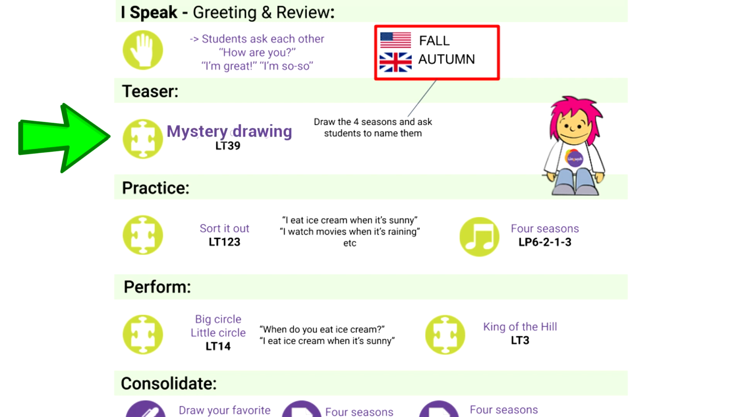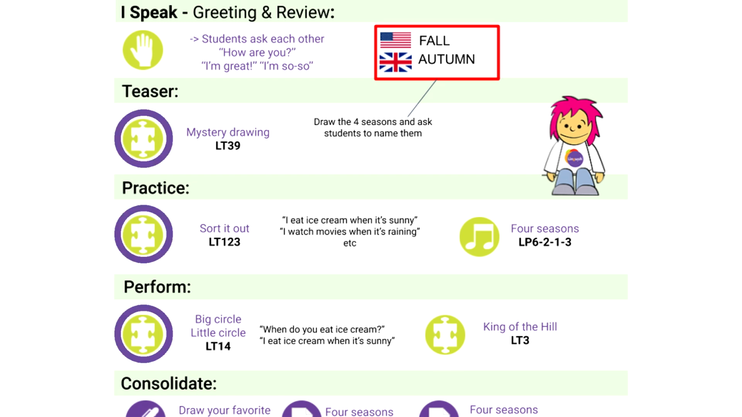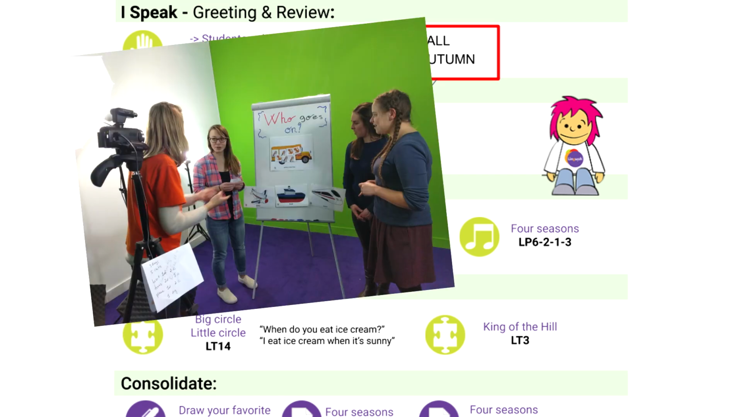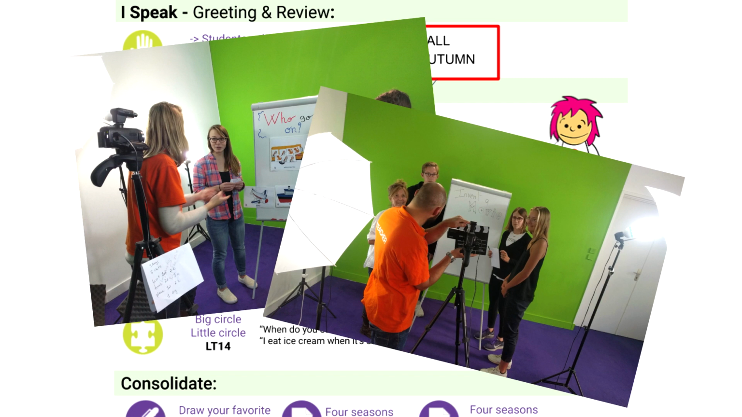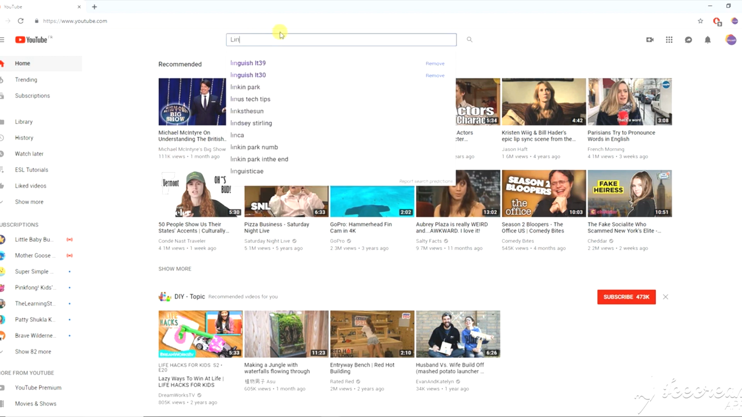Well, how do I do this activity? If you look under the activity name, you'll see a code that says LT39. This means Linguish tutorial number 39. For all the activities we use, we decided to shoot video tutorials to explain the ins and outs of how to lead an activity better than by writing it down. So let's head to YouTube and type Linguish LT39.